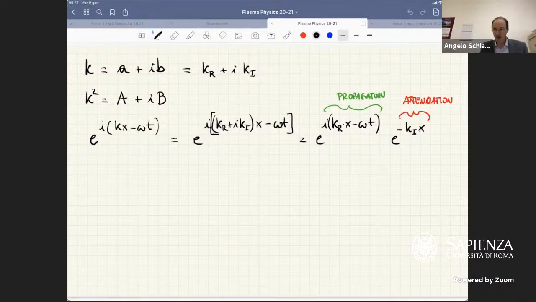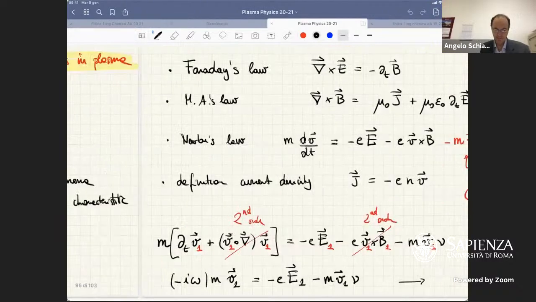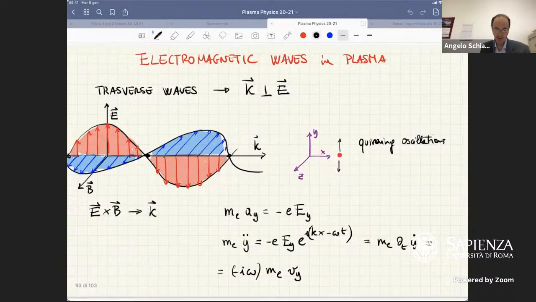Allora, welcome back to Plasma Physics. We were talking about electromagnetic waves in plasma. So let's go back to what we were deriving last time. Okay, we have electromagnetic waves, so electric field and B field oscillating inside the plasma. And this wave solution is for a transverse wave. So the electric field is perpendicular to the propagation direction of the wave.